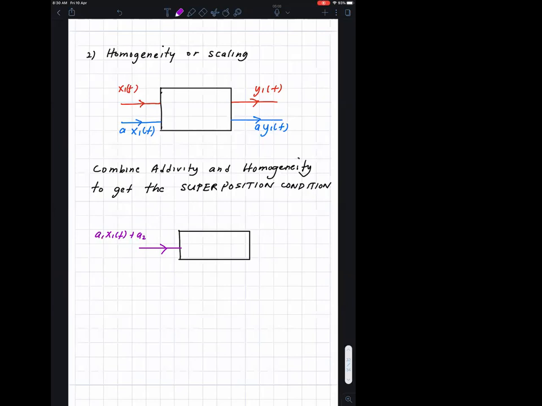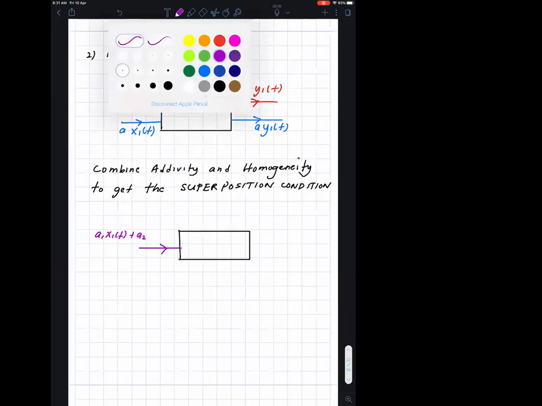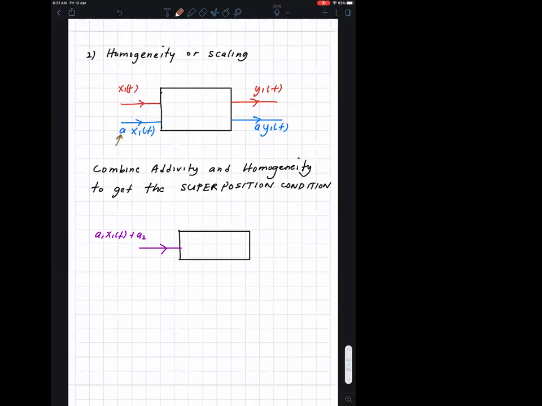Is a a constant? Yes, a is a constant. a is not dependent on time. It's constant. So all these a's, a1, a2, are constants.